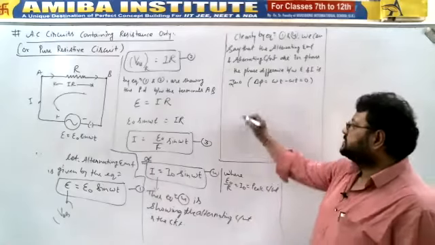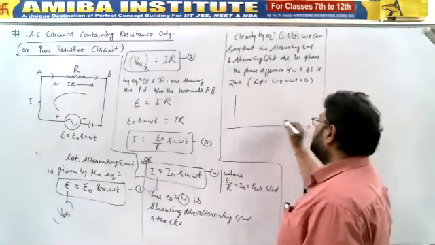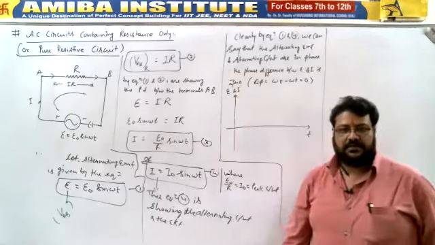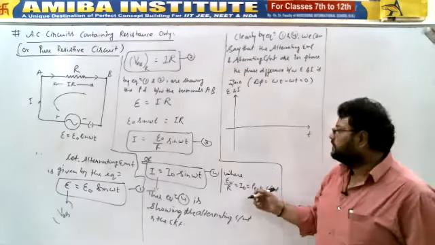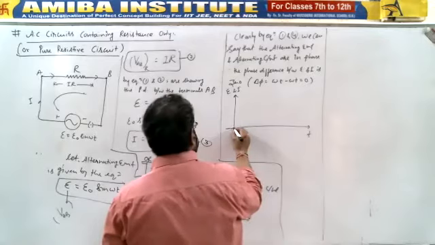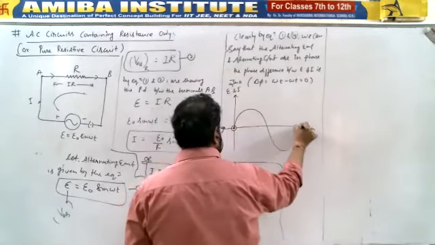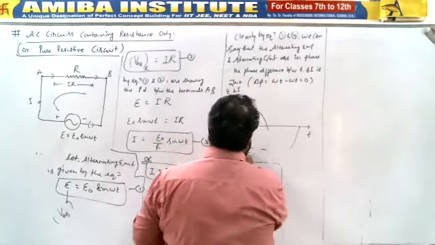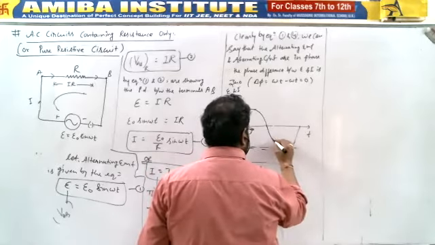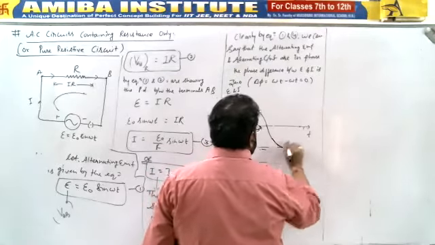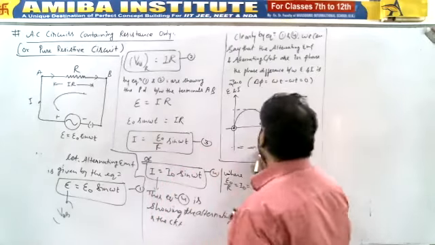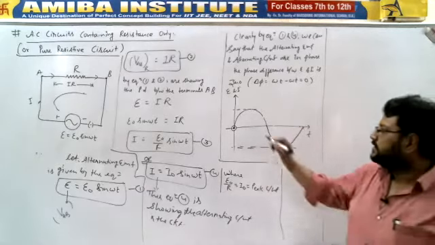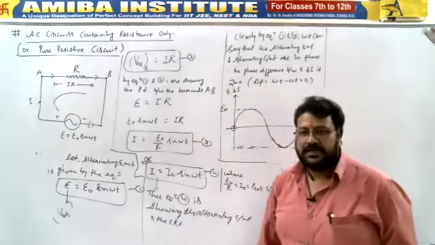So what should be the graph for this? If I'll be plotting the graph, time versus EMF and current, E versus T graph, or I versus T graph, what will I obtain? I'm drawing the graph of E, right? This is the positive half cycle, this is the negative half cycle. So this peak value should be known as E naught.